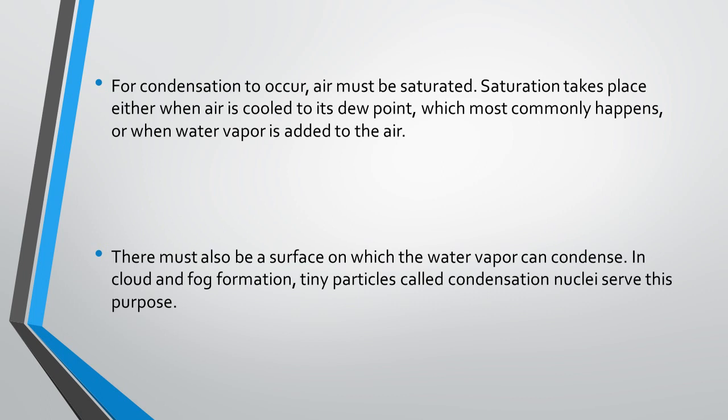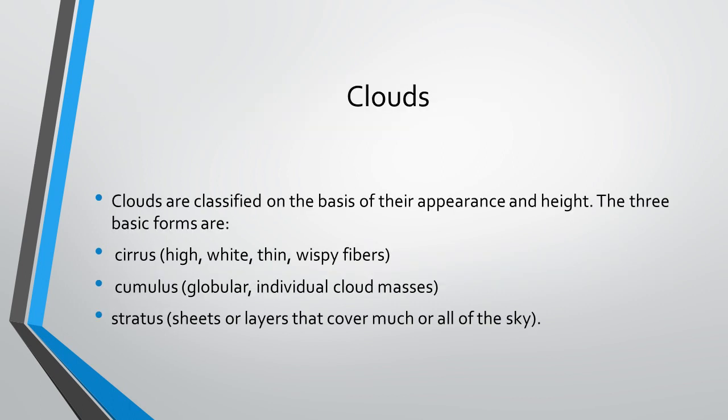Saturation takes place either when the air is cooled to its dew point, which most commonly happens, or when water vapor is added to the air. There must also be a surface on which the water vapor can condense. In cloud and fog formation, tiny particles called condensation nuclei serve this purpose. Clouds. Clouds are classified on the basis of their appearance and height. The 3 basic forms are cirrus, cumulus, and stratus.